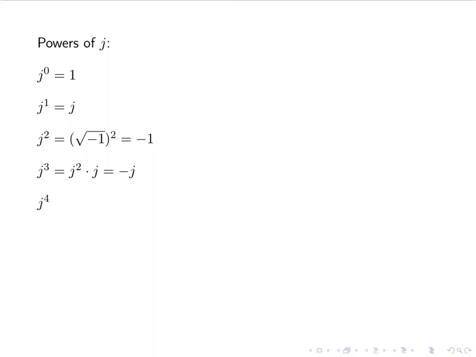What about j to the 4th? I can rewrite that as j squared times j squared, again just using rules of exponents. Each of those j squareds is negative 1, so I have negative 1 times negative 1, which is 1, which if we go back is j to the 0. So these are going to come in a cyclic pattern.